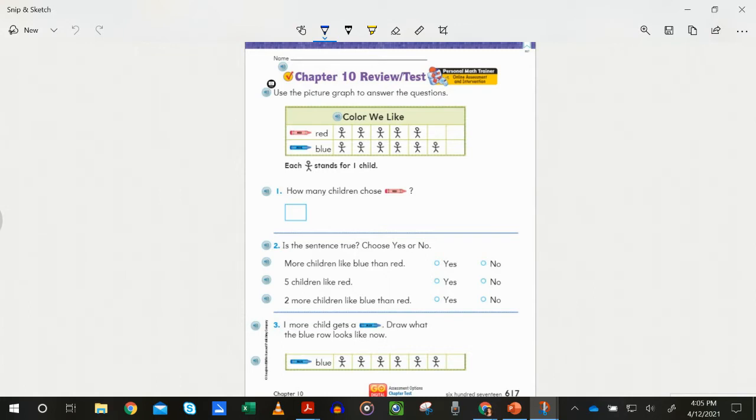Okay, number 2, is the sentence true? Choose yes or no. So looking at our chart, more children like blue than red. Say yes or no. 5 children like red. Yes or no. 2 more children like blue than red. Yes or no.